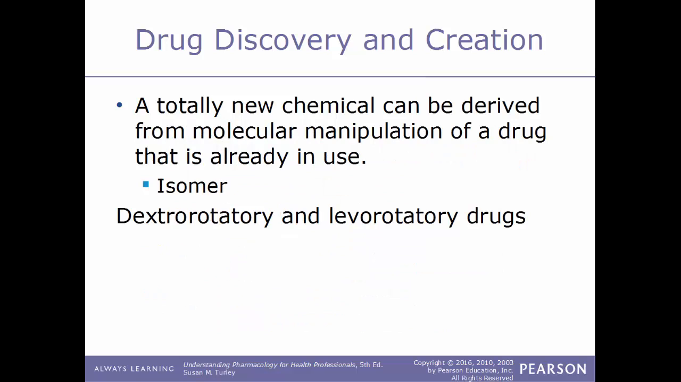You can also have a totally new chemical be derived from the molecular manipulation of a currently used drug. And by doing so, you are creating an isomer. And by doing so, you're creating dextrorotatory drugs and levorotatory drugs. Both of those terms relate to the property of rotating the plane of polarized light, either to the right or to the left. Dextro would be toward the right, and levo means toward the left. Sometimes you'll see just the capital D used, or the capital L used.